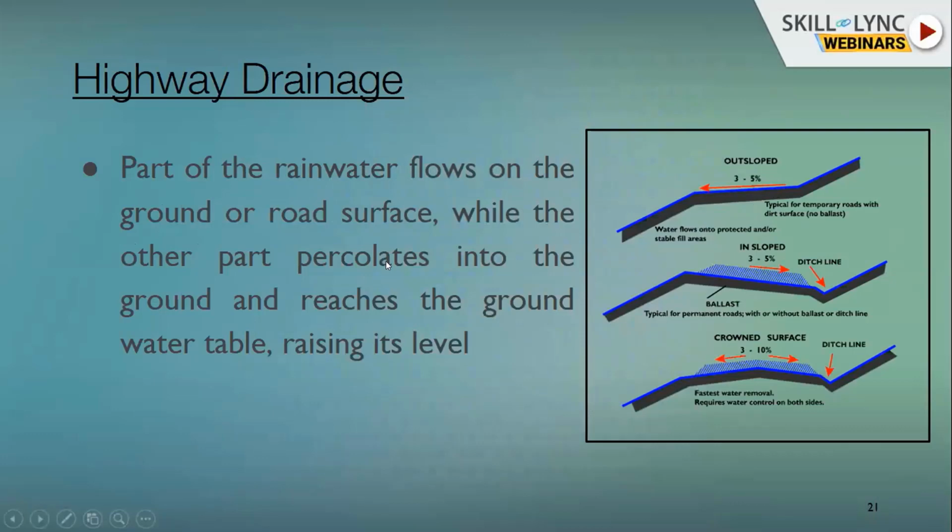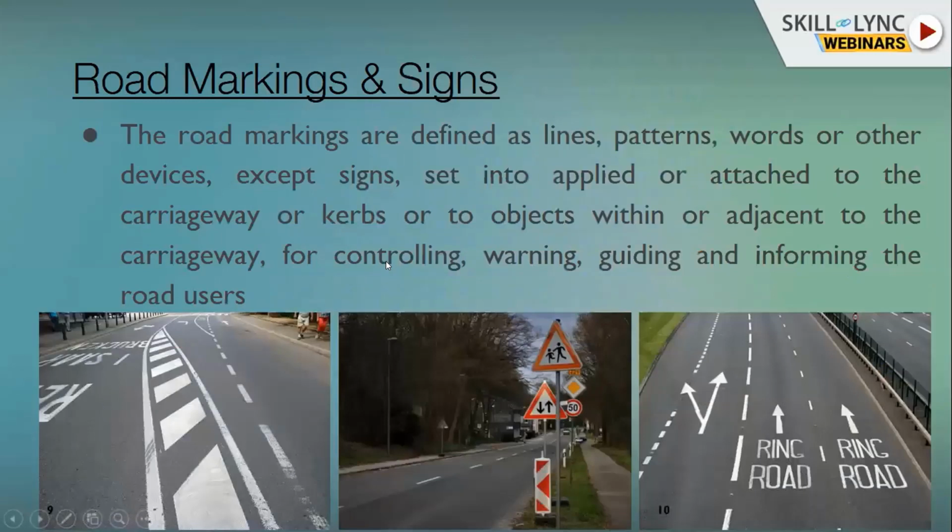So the next important parameters will be road markings and signs. These are very, very important features for the road users and for their safety, as well as pedestrian safety as well. So it serves multiple purposes: it gives the road user control over the road, and it says where to place him in the carriageway.